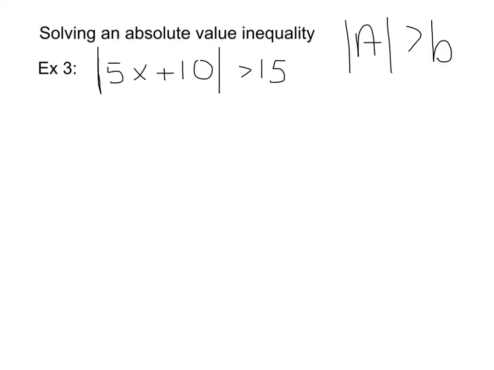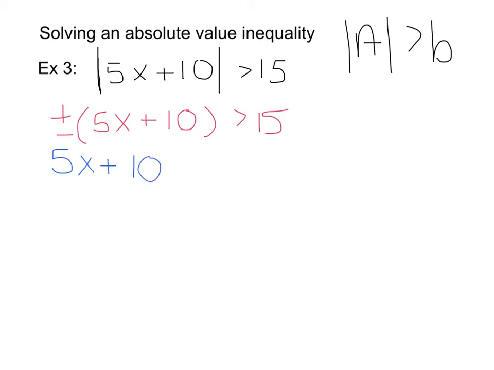Example 3. The absolute value of 5x plus 10 is greater than 15. So again, if you say greater like that, it reminds you that this is an or inequality. So your first question to yourself should be, is my absolute value by itself? Yes, which means I can change it to parentheses and add the plus and minus. So now write your two equations. 5x plus 10 is greater than 15, and then negative 5x minus 10, make sure you change both signs, is greater than 15. So now let's subtract 10 from both sides of the equation.